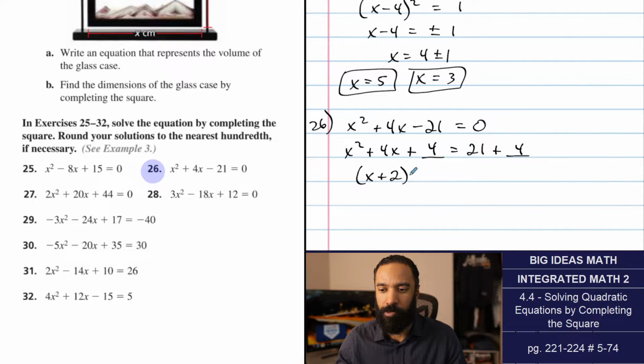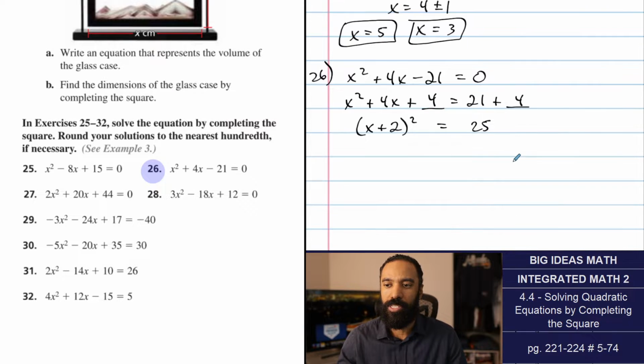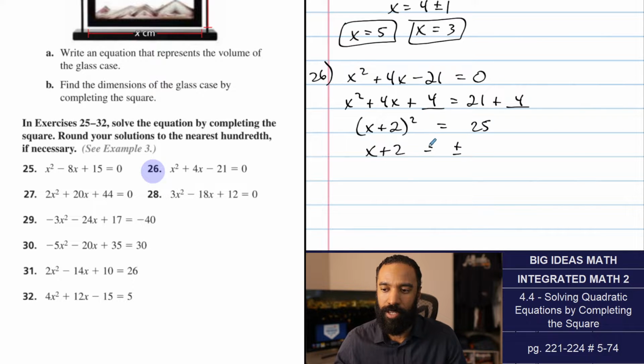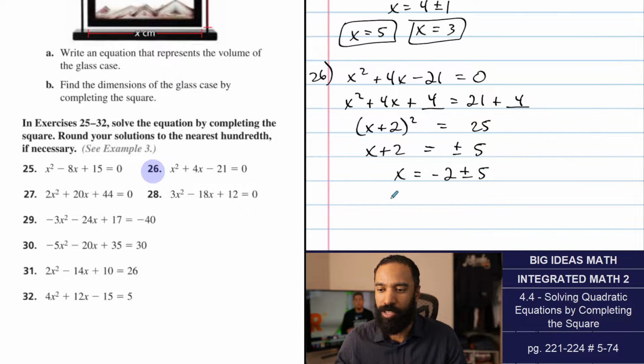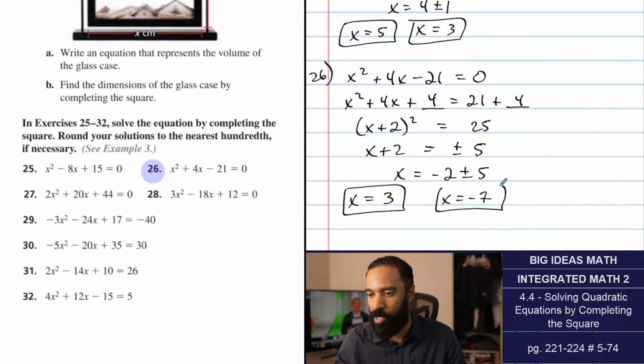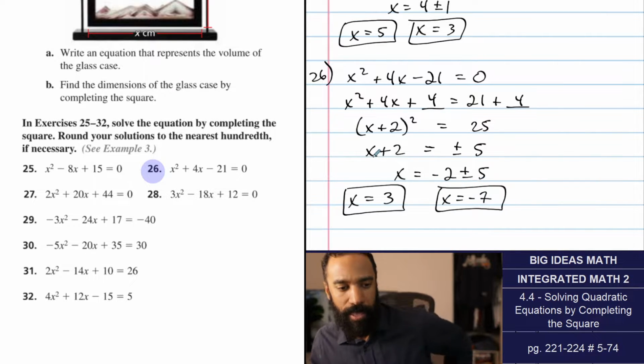This factors into x plus 2 quantity squared, and 21 plus 4 is 25. We take the square root of both sides, and we get x plus 2 equals plus or minus 5. Remember, we did take that square root. We subtract 2 from both sides here, and negative 2 plus or minus 5 gets you negative 2 plus 5, which is 3, and negative 2 minus 5, which is negative 7. I believe those are the numbers I said. And that's what we got.